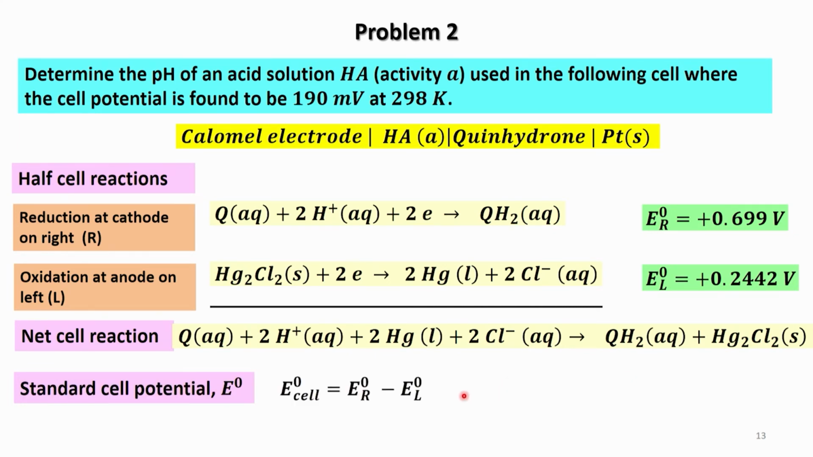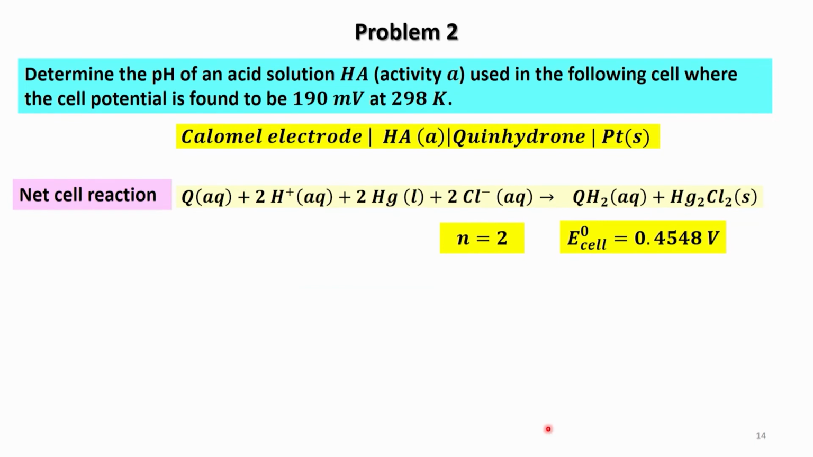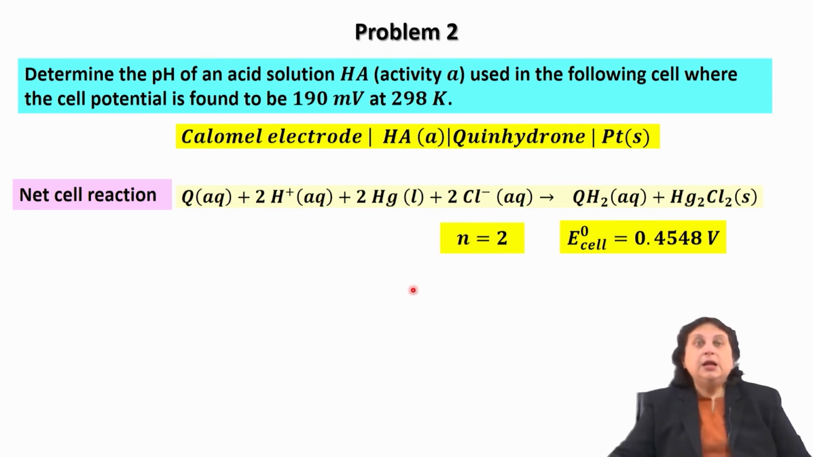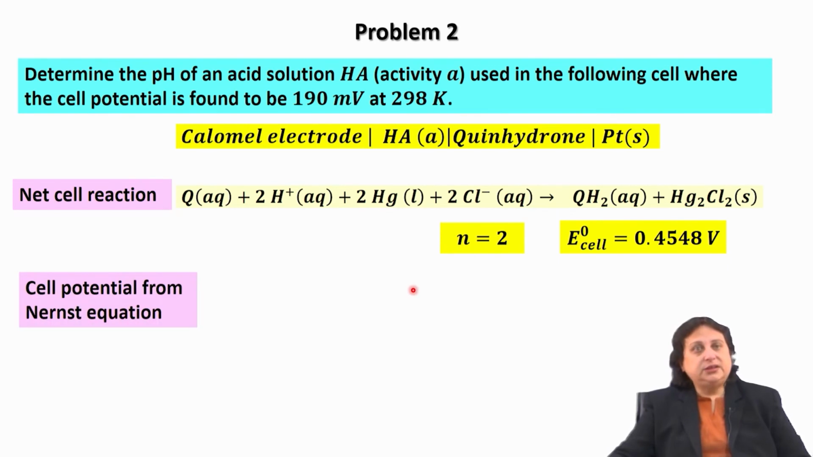First of all, I find that the standard reduction potential of the cell now is given by E naught R minus E naught L, and therefore, E naught cell is equal to 0.4548 volt. And I also note that for the way I have written down this net cell reaction, the number of electrons involved in the electrochemical cell reaction, N is equal to 2. So, now I will go ahead and write down the cell potential from Nernst equation.